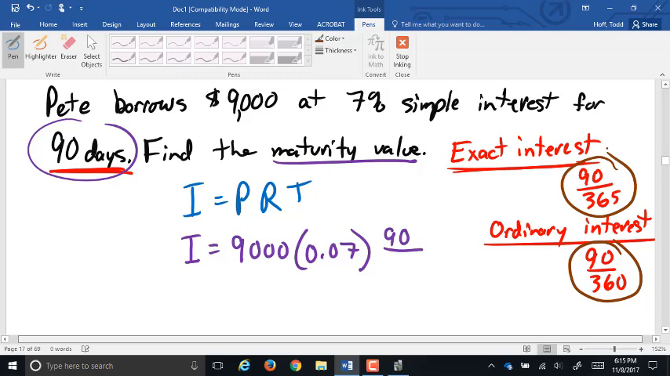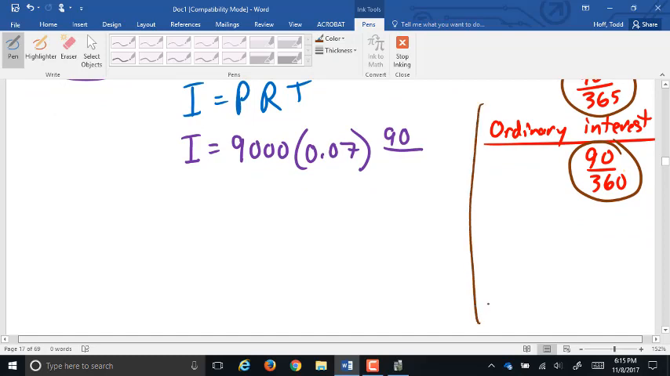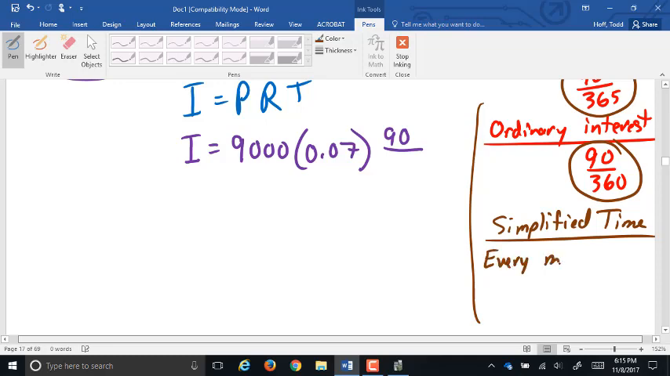Have you ever tried to divide out 90 over 365? No, it's a pain. Even if you calculate the interest at the end of a 31-day month, 31 out of 365, that's a real pain to calculate. So what they did is they made the assumption, they simplified time. Every month was 1/12 of a year, period.